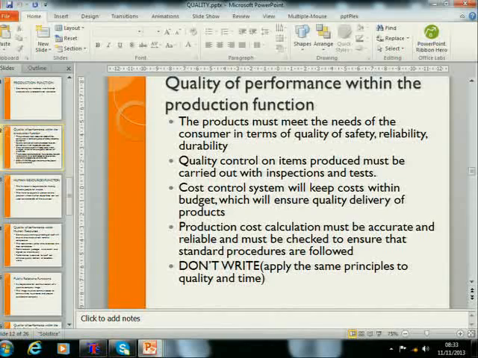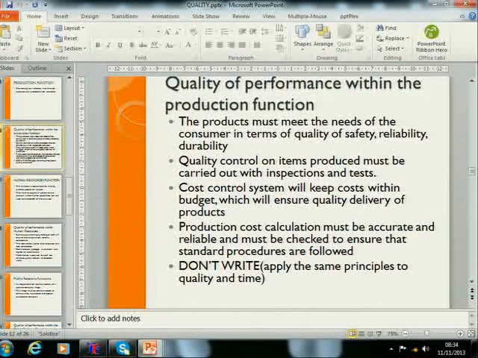Quality control on items produced must be carried out with inspections and tests. You cannot go on producing without inspections and tests. You have to control quality of the items that you produce. Therefore, you should run tests and inspections of the products that you are producing to ensure quality. Cost control system will keep costs within budget, which will ensure quality delivery of products.